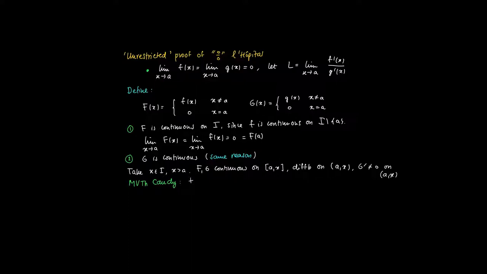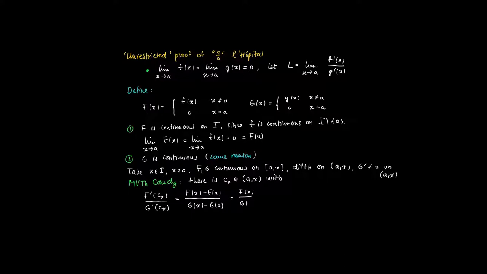Now we use the mean value theorem of Cauchy, since we know that in (a, x) there should be some number c(x) which depends on the right boundary x, such that f prime at c(x) divided by g prime at c(x) now equals the difference between F(x) and F(a) divided by the difference in function value G(x) minus G(a). And this is just a direct application of the mean value theorem of Cauchy.